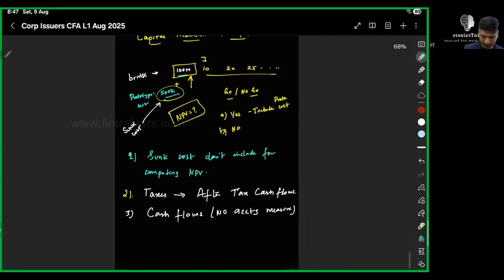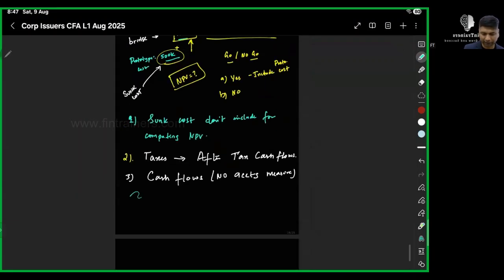Okay. The fourth point is that timing of cash flows is very important. 100 million I get next year is not the same as 100 million I get after 20 years. So we have to be very specific about when we expect the cash flows.